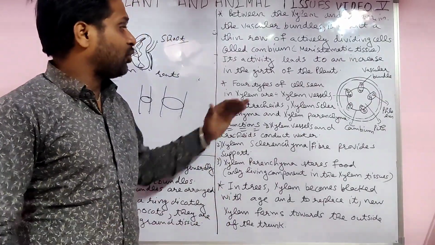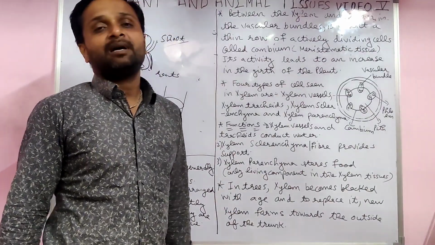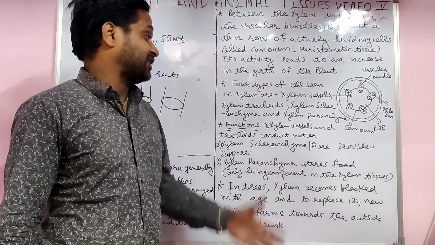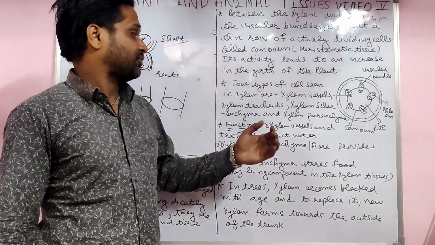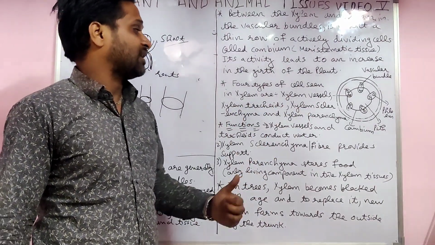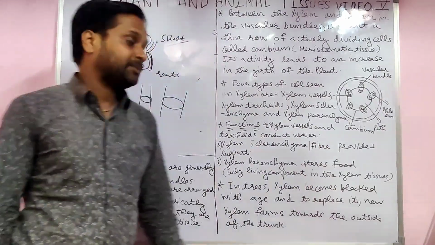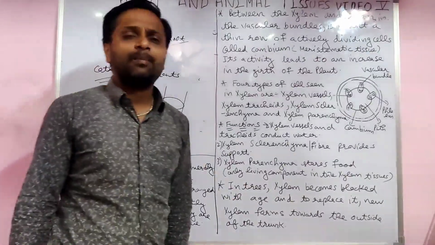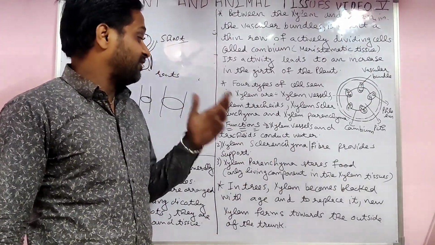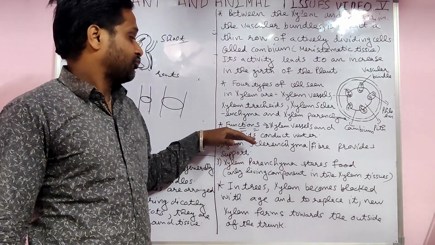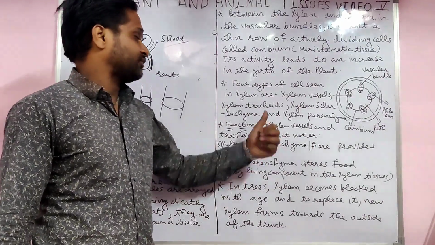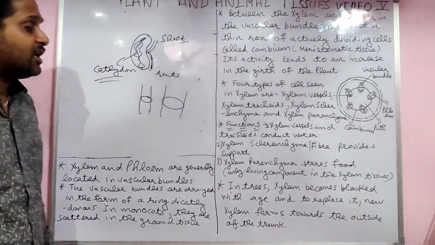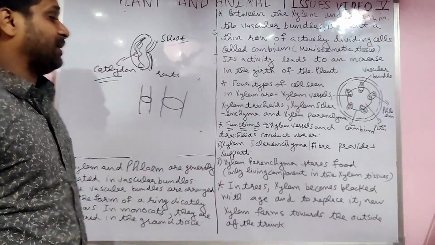Yes, there are four types of cells seen in the xylem. First is the xylem vessel. Second is the tracheids. And then xylem sclerenchyma and xylem parenchyma. Now we see the function one by one. Xylem vessels and tracheids conduct water. What is the function of xylem vessels and tracheids? Conduct water. Already told, xylem conducts water.